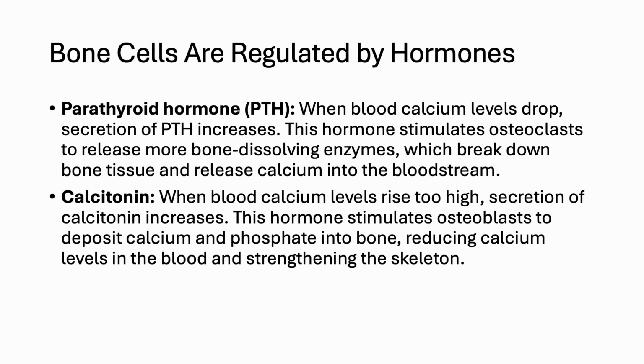Hormones play a central role in regulating bone metabolism. Parathyroid hormone is secreted when blood calcium levels drop too low. Parathyroid hormone stimulates osteoclasts to release enzymes that dissolve bone tissue, releasing calcium into the bloodstream to restore balance. In contrast, calcitonin, secreted when blood calcium levels are too high, encourages osteoblasts to deposit calcium and phosphate into bones, strengthening the skeleton and lowering blood calcium levels.